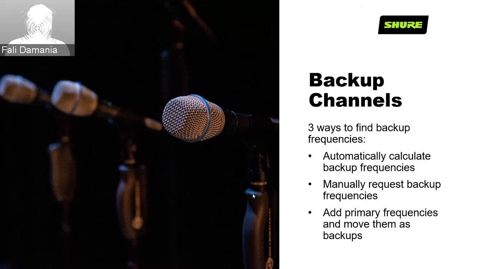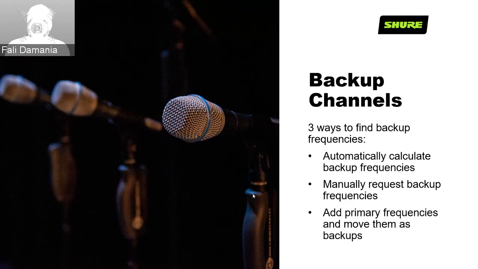The way to mitigate that is to have backup channels. There are three ways to find backup channels. First, you can automatically calculate backup frequencies. You can manually request backup frequencies, and you can use primary frequencies and then move them to a backup tab. So, three ways to do it.